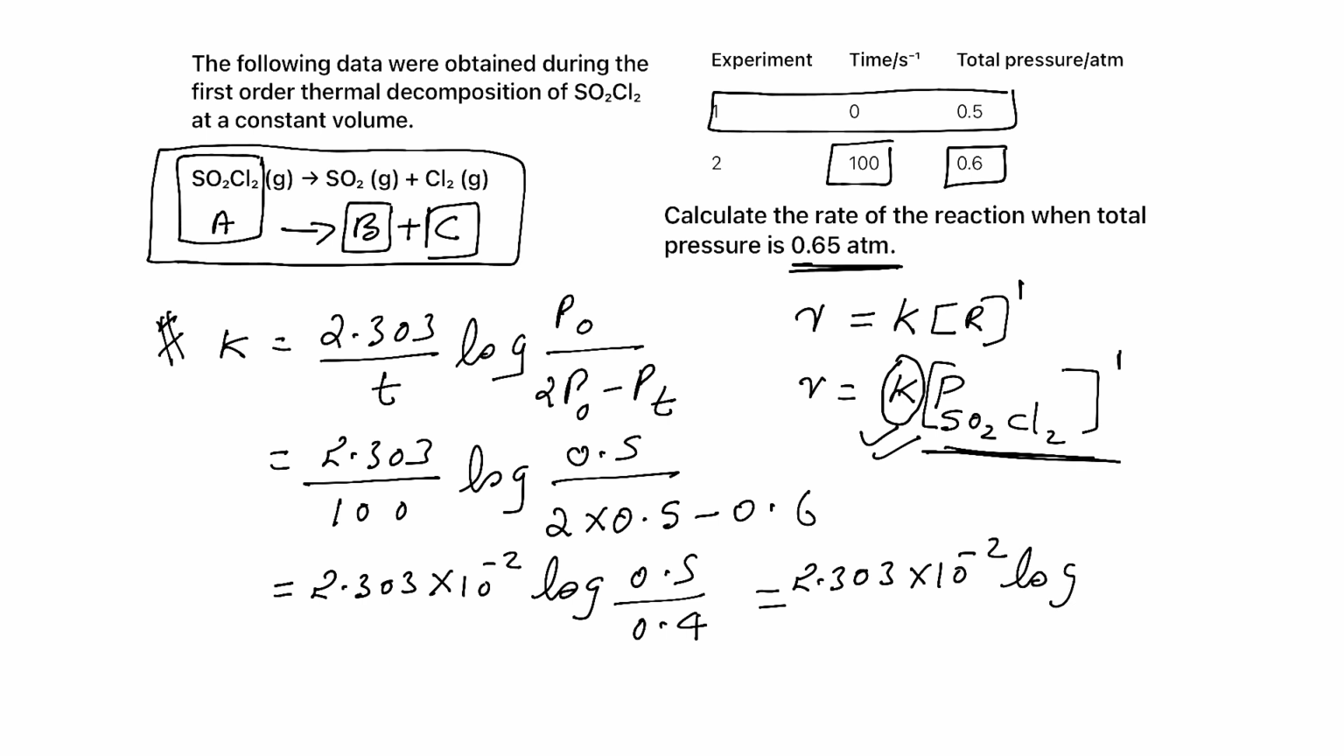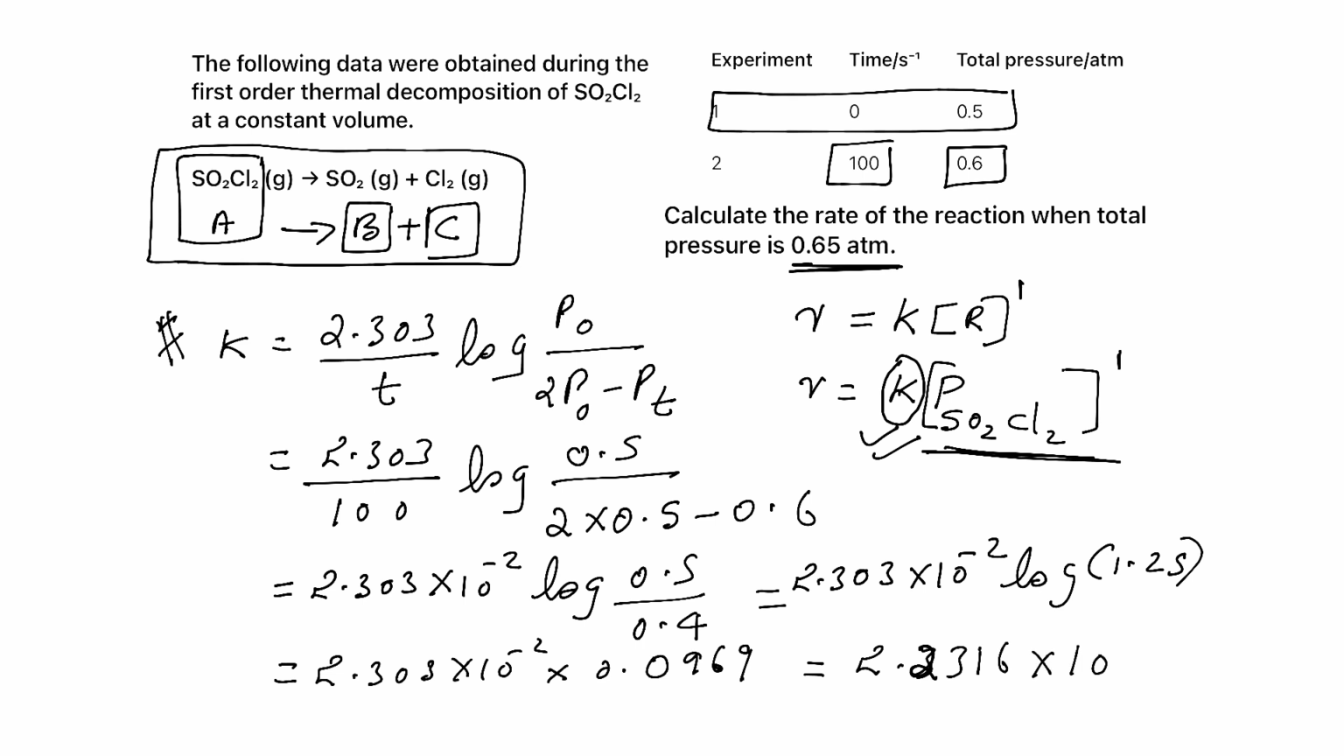Then you will be getting 2.303 into 10 raised to minus 2 log. See, 0.5 by 0.4 means 5 by 4. 5 by 4 means what? 1.25. Then log 1.25, you have to use the log book. So it should be 2.303 into 10 raised to minus 2 into log 1.25, which is 0.0969. On calculating, you will get 2.2316 into 10 raised to minus 3. As it is a first order reaction, unit of K is what? Second inverse. So we finished the first task.